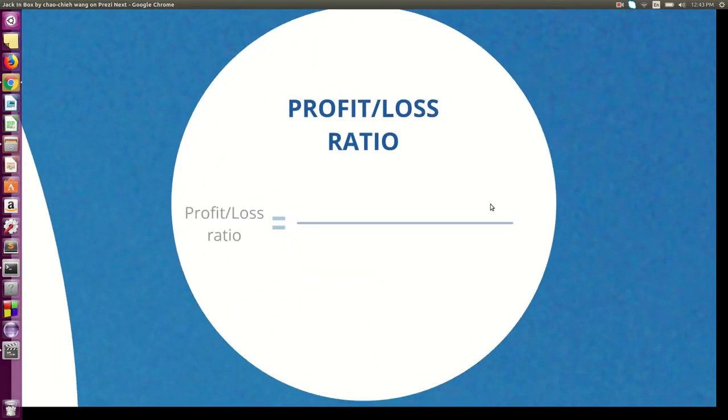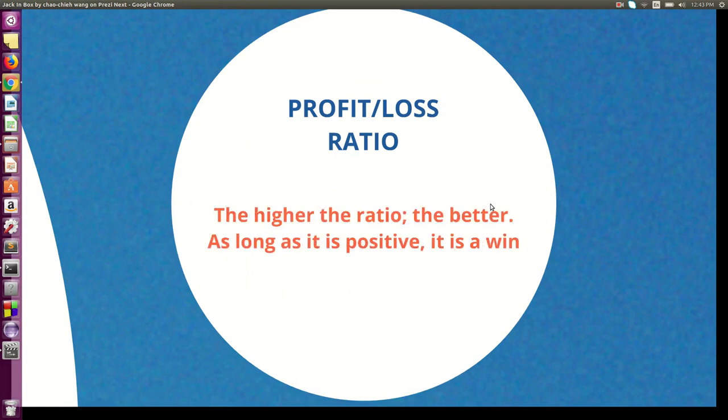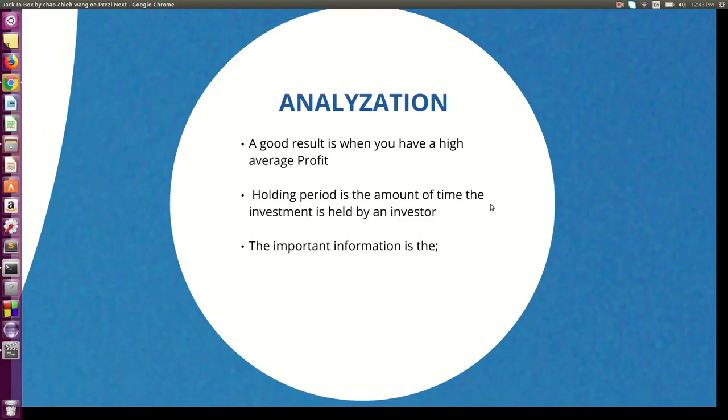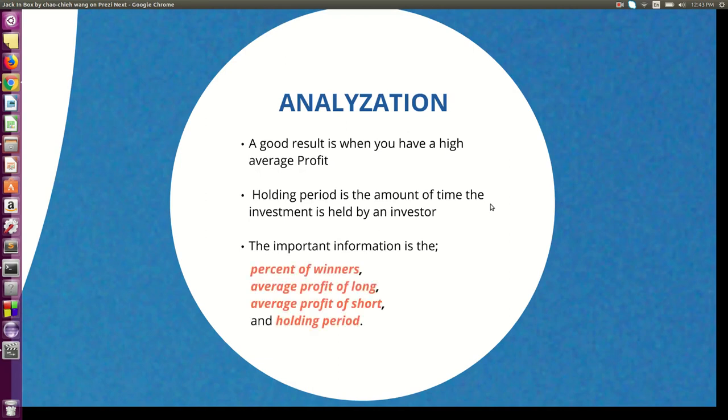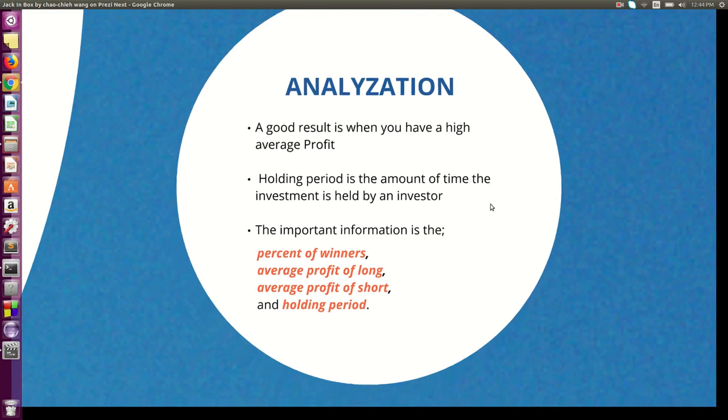Profit loss ratio is the average profit of wins divided by the average loss per trade. The higher the ratio, the better, as long as it is positive and it is a win. A good result is when you have a high average profit. Holding period is the amount of time an investment is held by the investor. The important information is that the percentage winner must be higher and the holding period must be lower, and the average profit of long should depend on how many trades we did.